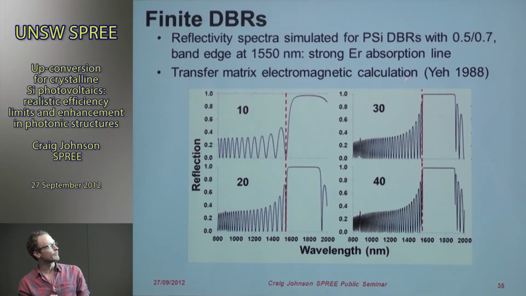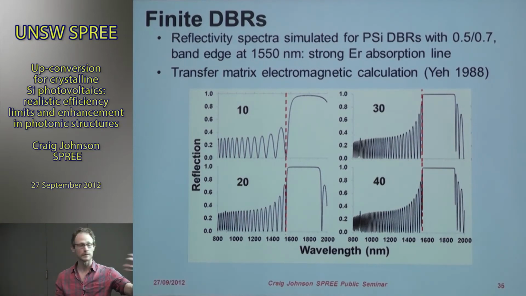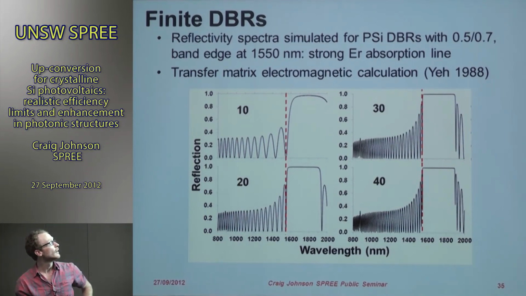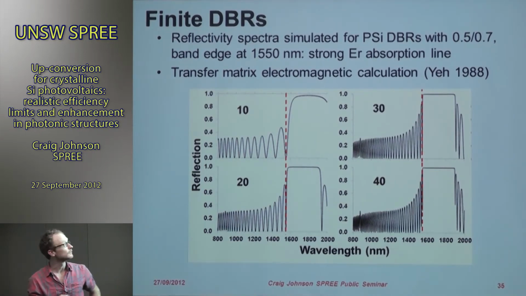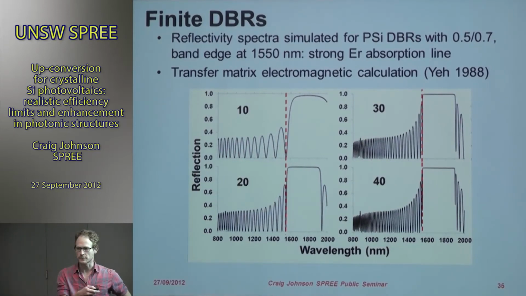And we've simulated that for porous silicon distributed Bragg reflectors with this refractive index contrast. One layer has 50% porosity, and the other is 70%. And I've fixed the band edge at 1550 nanometers. That's the strong absorption line for erbium, and it's also our laser wavelength for subsequent experiments. And you can do this with the transfer matrix calculation.